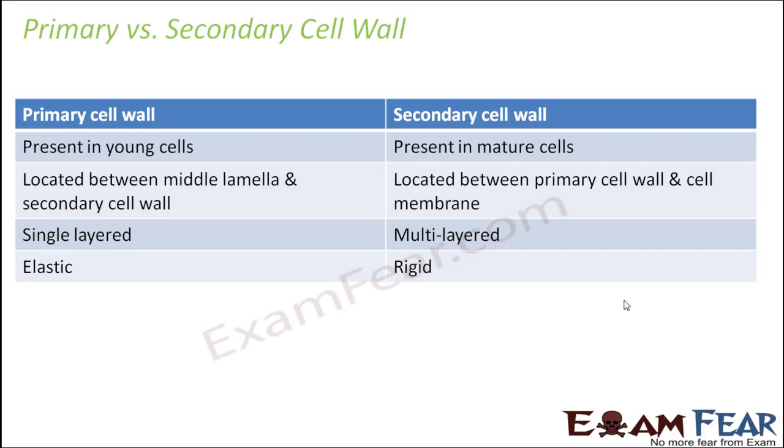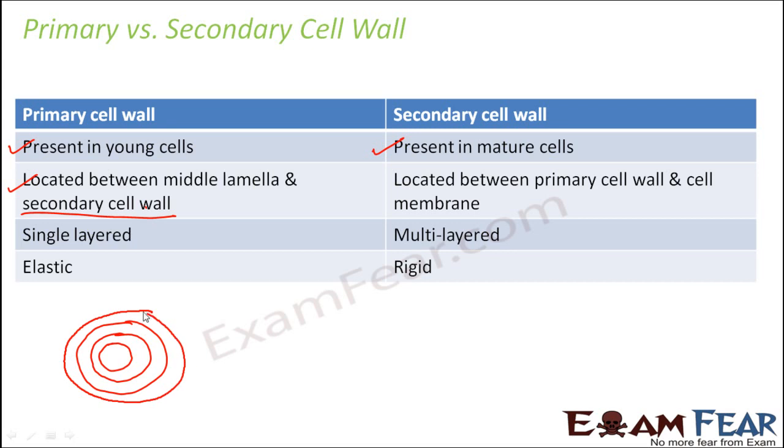Now let us quickly look at the differences between the primary and secondary cell wall. Just now we spoke about them, right? Primary cell wall is present in the young cells. Young cells will not have secondary cell wall. Secondary cell wall will be present only in the matured cells. Primary cell wall is located between middle lamella and the secondary cell wall. As I said, this is your plasma membrane, this is your secondary cell wall, this is your primary cell wall, and this is your middle lamella. Basically this is your middle lamella, the outermost one.